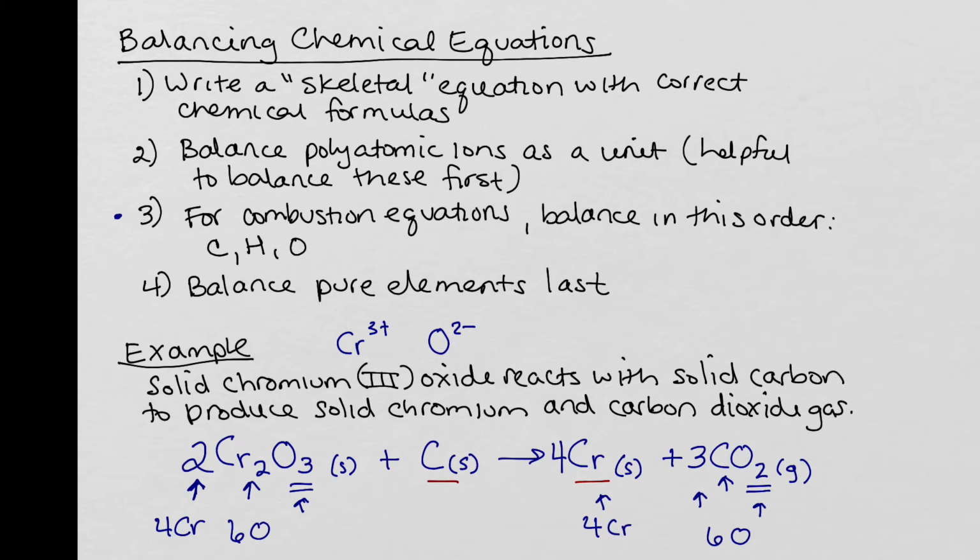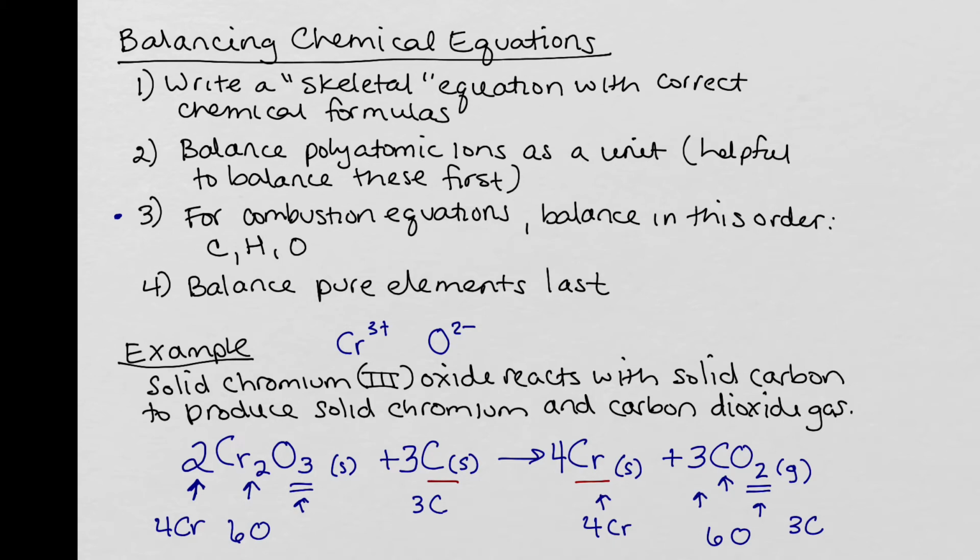So I have a coefficient of 3 in front of my carbon. That means I've got 3 carbon on the right-hand side. So I need to put a coefficient of 3 on the left-hand side so that I have 3 carbon on that side. So now this is a balanced chemical equation. I have the same number of each kind of element on both sides of my equation.